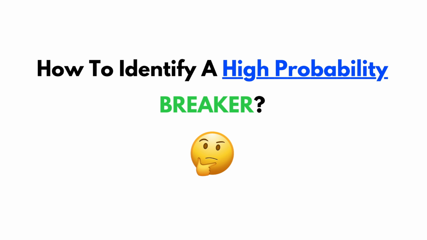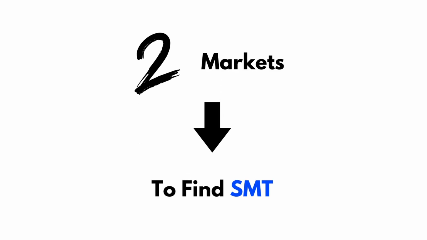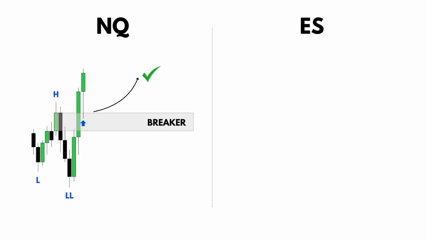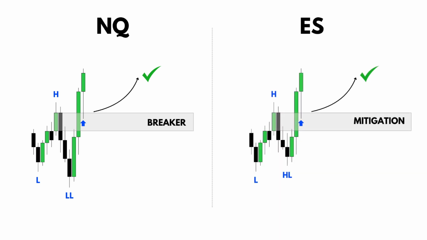So, how can we identify high probability breakers? We need to look at two different markets to be able to find SMTs when they are presented to us. The two markets that I utilize in my trading are NASDAQ and the S&P 500. On one market, let's assume NASDAQ, we are looking for the same breaker formation described earlier in this video. But on the S&P, we want to see price fail to make that lower low and instead make a higher low.